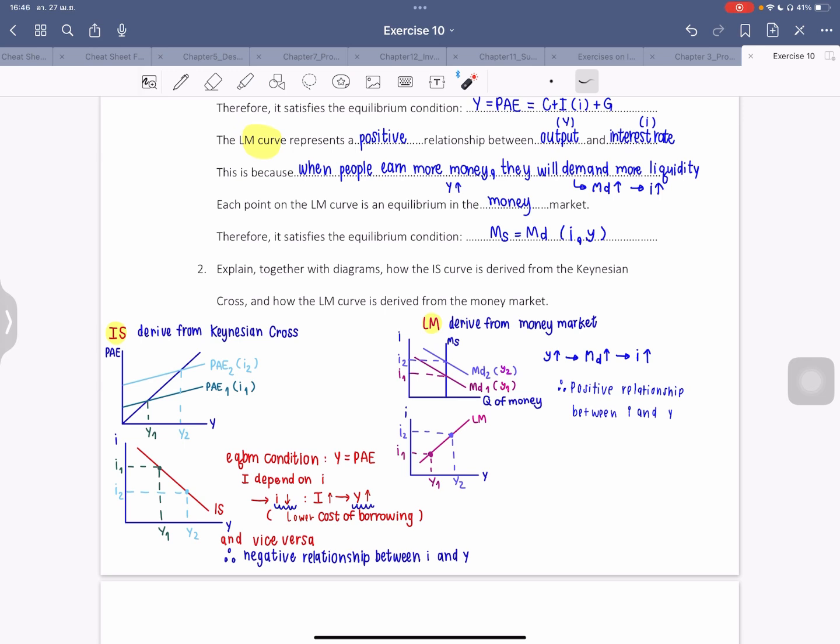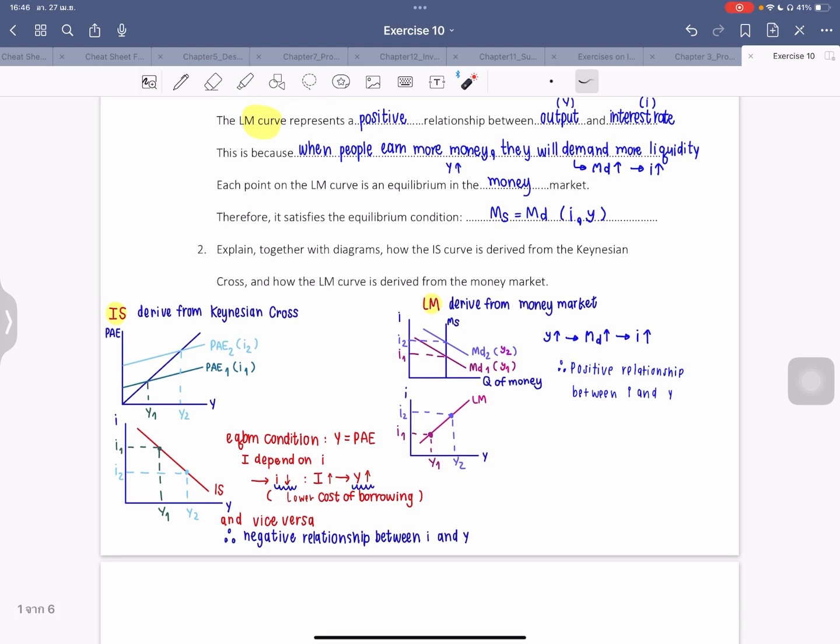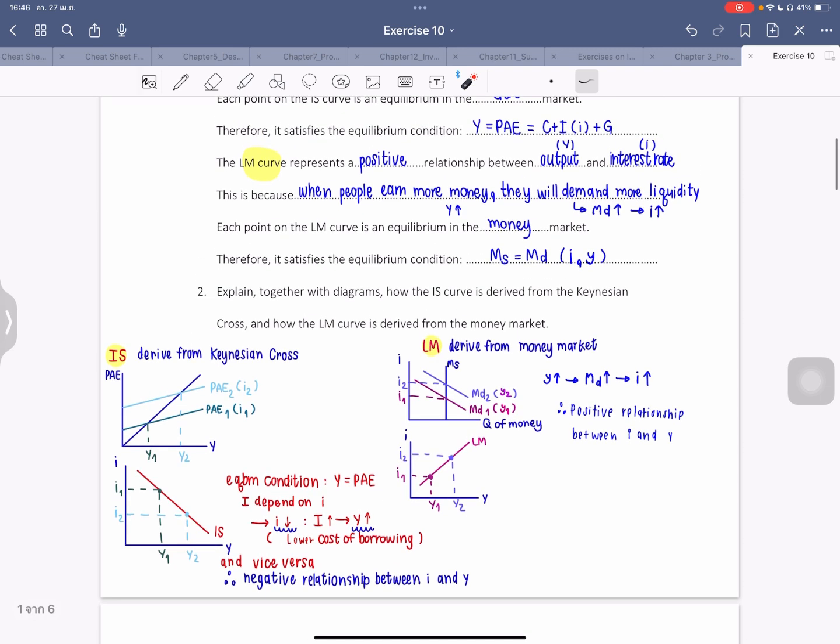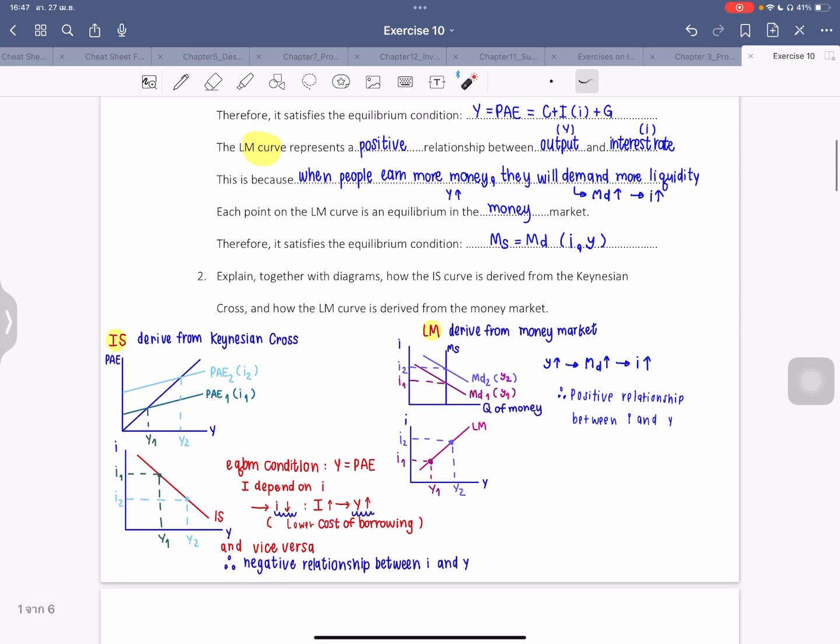Therefore, a lower interest rate results in a higher equilibrium output, which is the negative relationship between the interest rate and Y. So next, the LM derived from the money market. When people earn more money, they will demand more liquidity, which is money demand increasing, and that leads to the interest rate increasing. The money demand curve shifts to the right. And it is the positive relationship between the interest rate and Y.